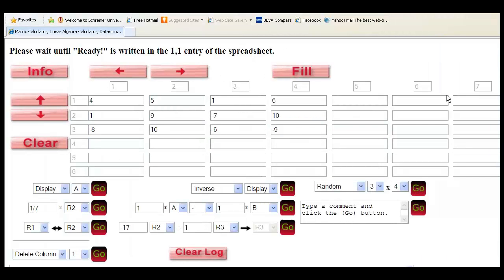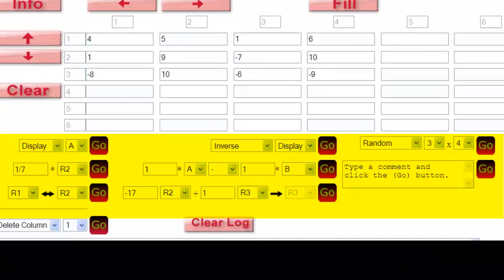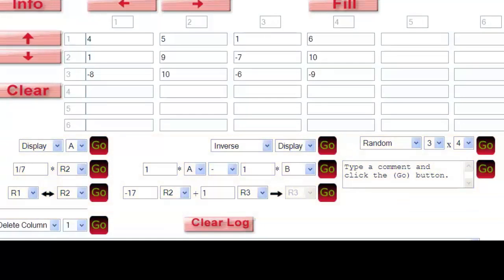I have filled in the augmented matrix into columns 1, 2, 3, and 4 on this calculator. Column 1 are the coefficients of x, column 2 are the coefficients of y, column 3 are the coefficients of z, and column 4 are the constants. Down below are input areas that we can use in order to instruct the calculator to perform the row operations or other operations on this matrix.